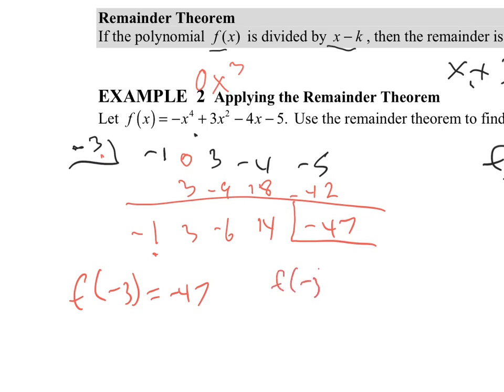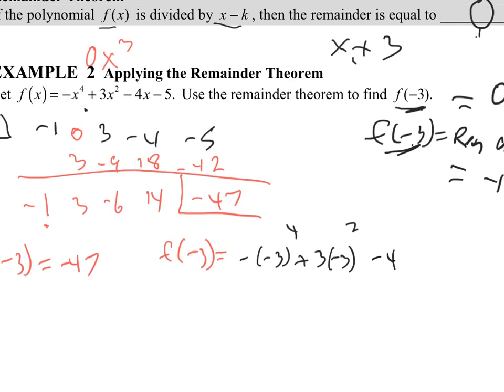f of negative 3 the long way would have been negative of negative 3 to the 4th plus 3 times negative 3 squared minus 4 times negative 3 minus 5. Okay, so there's a negative out front. And this negative here is to the 4th power, so it goes away because negative times negative times negative times negative is positive. Negative 3 times 3 is 9, times 3 is 27, times 3 is 81.